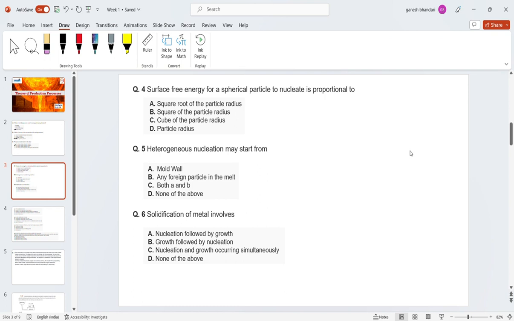Okay. So let's move to question number 6, which is the solidification of metal involves.